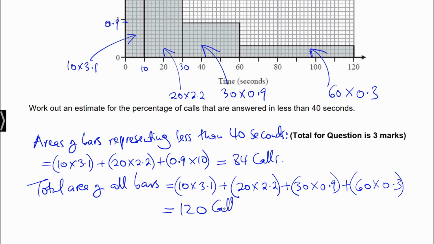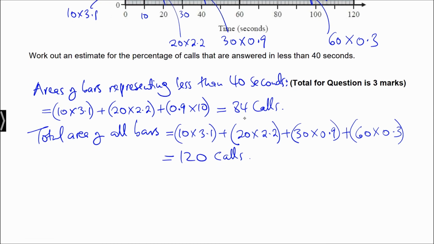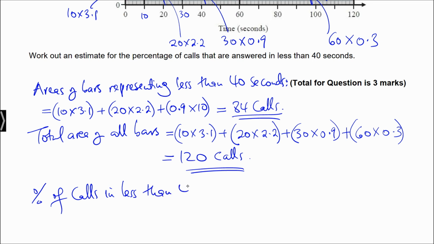So this is the number of calls, which will be equal to 120. So now we can go ahead and, using these two answers here, find the percentage of calls in less than 40 seconds. So we know that 84 calls were done in less than 40 seconds, and the total number of calls is 120. And then we want this as a percentage. We multiply by 100, and this will be equal to 70%.